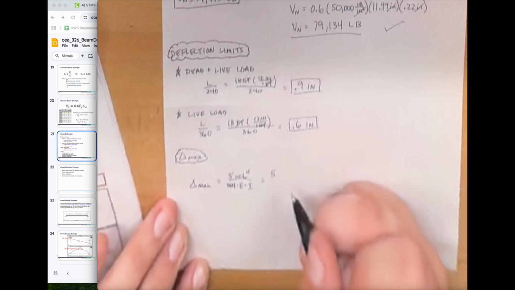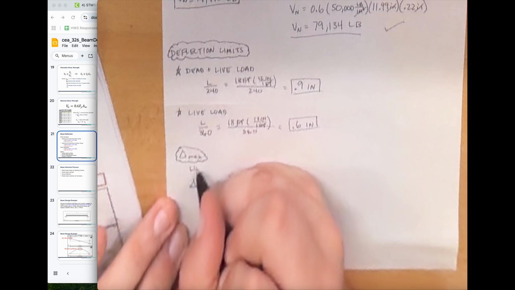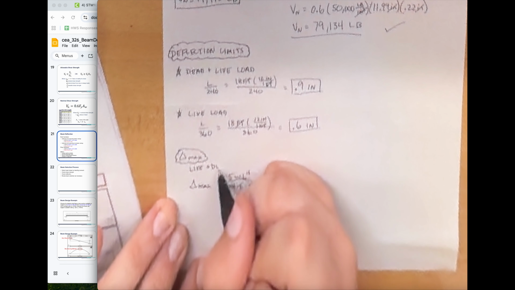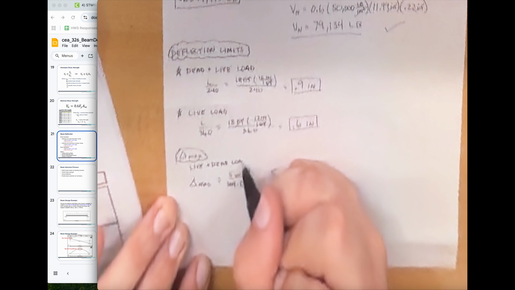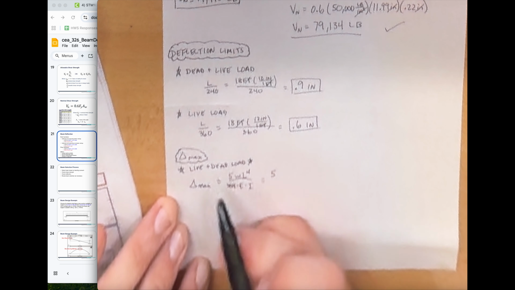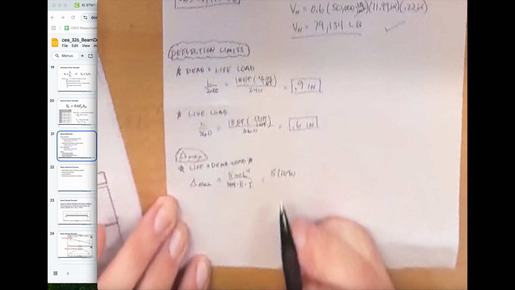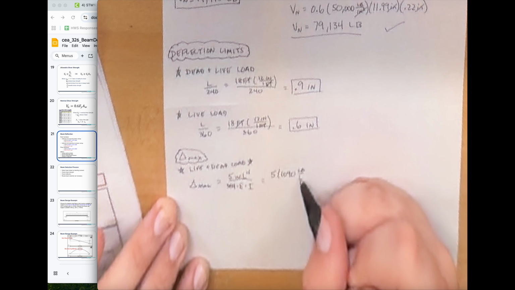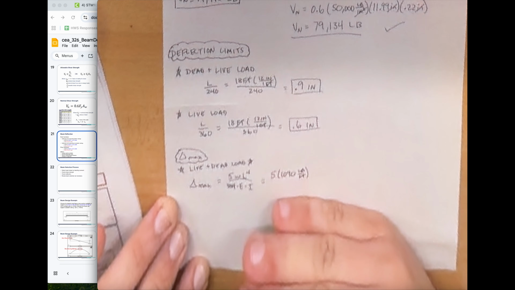And so now what we can do is we can put 5. Now we're going to multiply this out. Now what I want to specify here, this is the live plus dead load, right? And so we're going to find out based off of the uniformly distributed load of the live plus dead load, which was equal to that 1,090 pounds per foot, right? We're going to find out how much this is actually going to sag down.